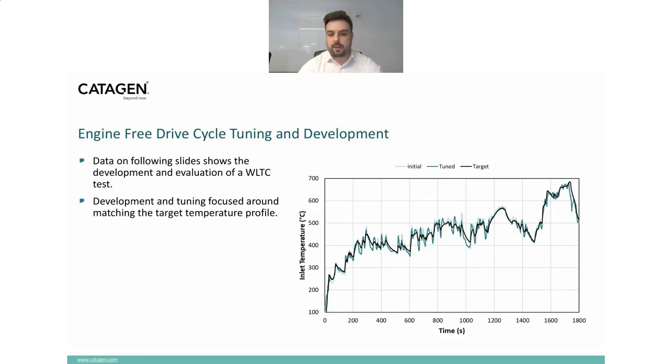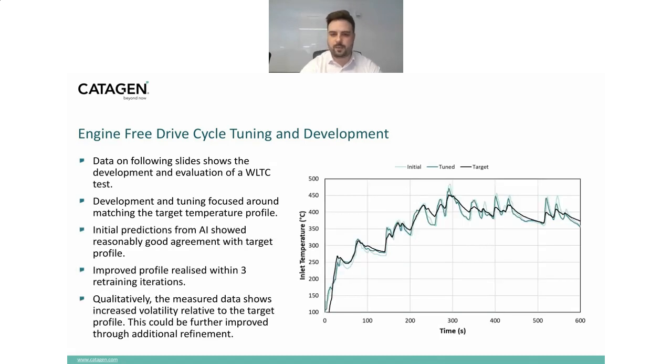On this image, we can see a black line, which shows our target profile, and then the light green line, hopefully you can see it, and that is our initial estimate from the AI. So that is physical test data with the first guess from the AI. We can see in the next slide a little bit more detail. I think it's quite difficult to see over the full 30-minute window. But the initial predictions from the AI showed, I would say, pretty good agreement with the target profile, considering that the data set that the predictions were made from is quite a limited data set.